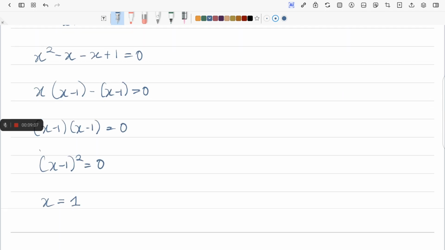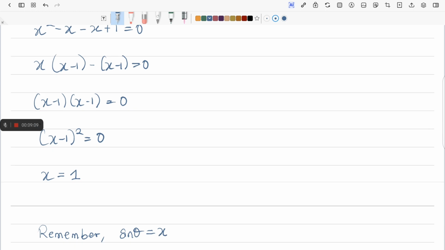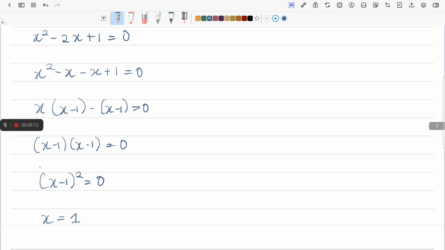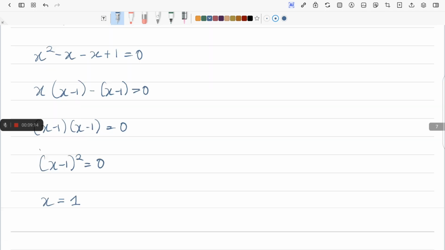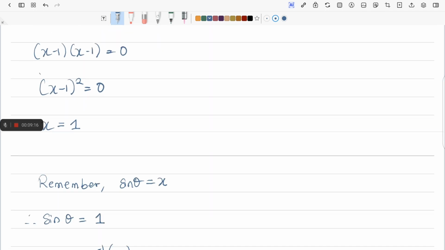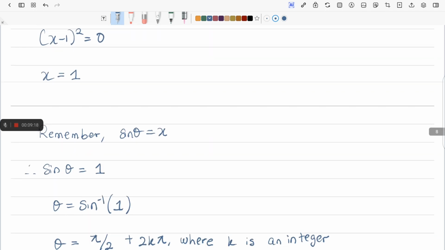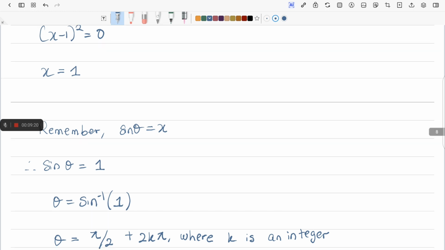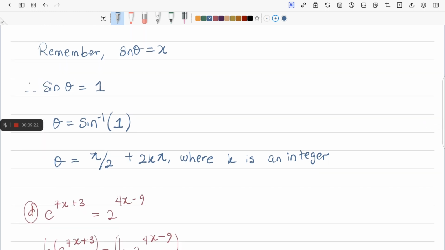So x minus 1 squared equals 0. That means x is equal to 1. And now we go back to the substitution we made. Remember, sine theta is equal to x. So we have sine theta is equal to 1. So theta is the inverse sine of 1. And that means theta can be pi over 2, which is the value in the first quadrant.